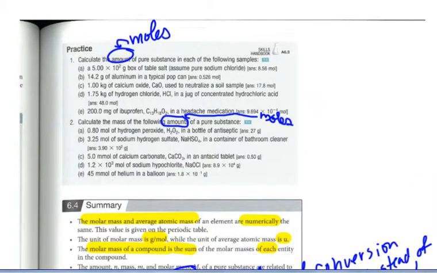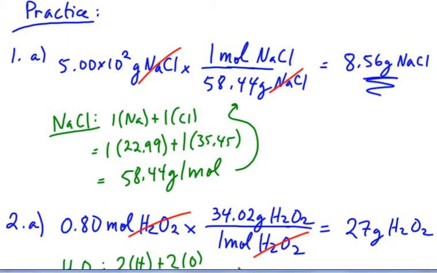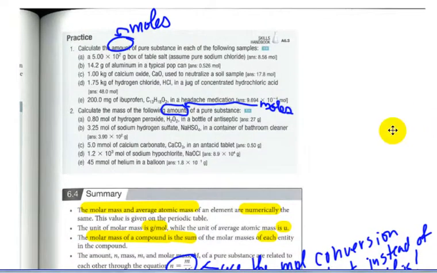Okay. There are some practice questions over here as well. I worked through some answers here. I think I did the first one in each of these. So just more practice. And again, wherever they use the word amount, that means moles. Calculate the amount, or moles, of pure substance in each of the following, and then here vice versa. Calculate the mass when given these amounts.